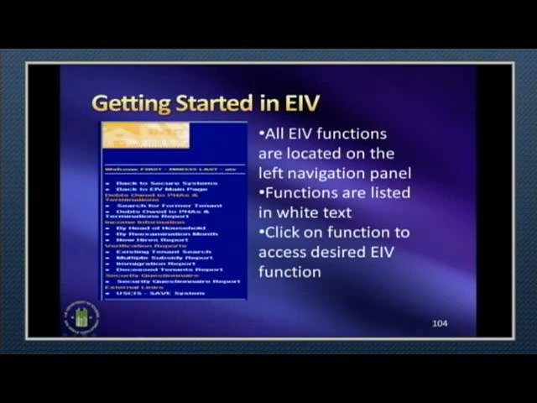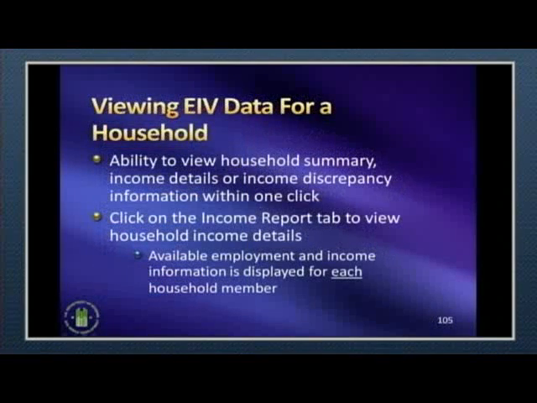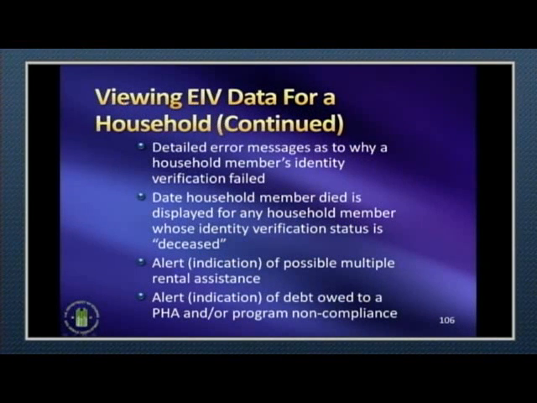Getting started in EIV, very simplistic system. You do not have to read the instruction manual to operate the system. It's very intuitive and straightforward. Notice that all of your EIV functions are on the left side, which we call the left navigation panel. To access any function, you would simply click on anything that's in white text to access a desired EIV function. You have the ability to view data for a household, as well as income discrepancy information within one click. And you would simply click on the income report.